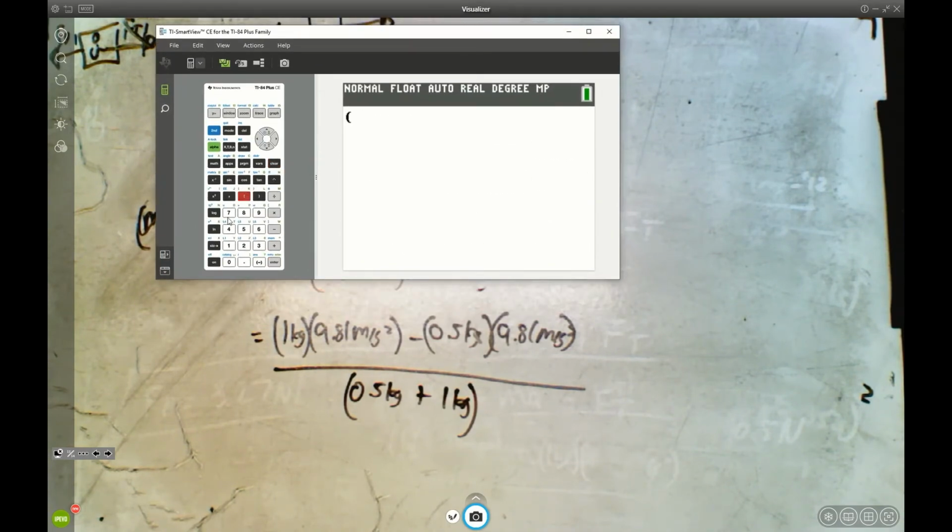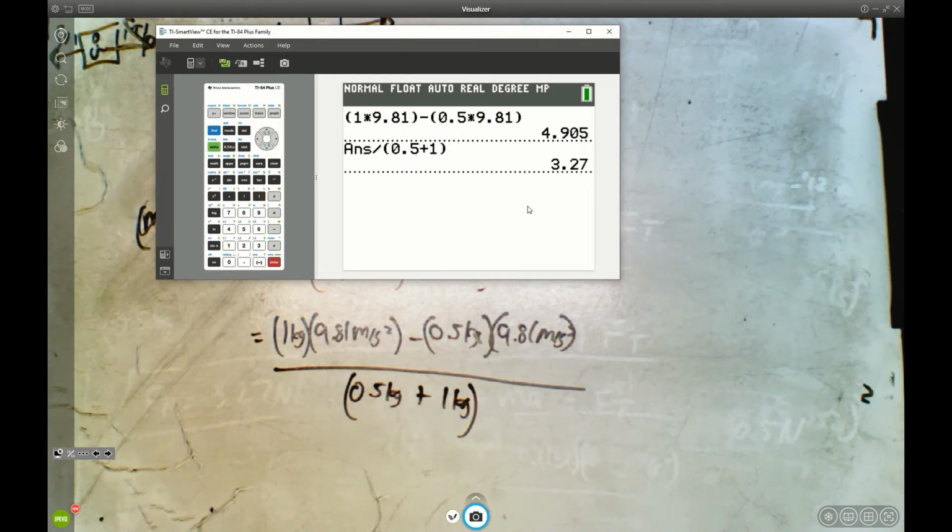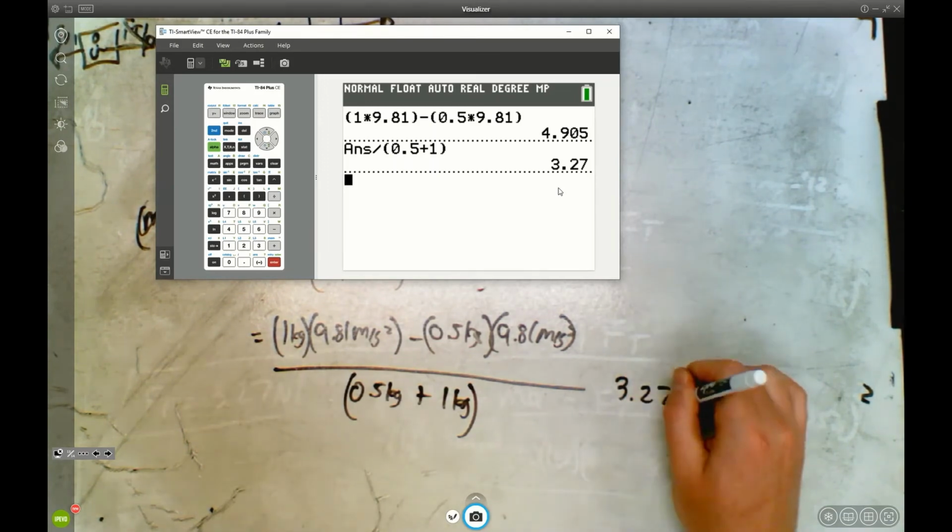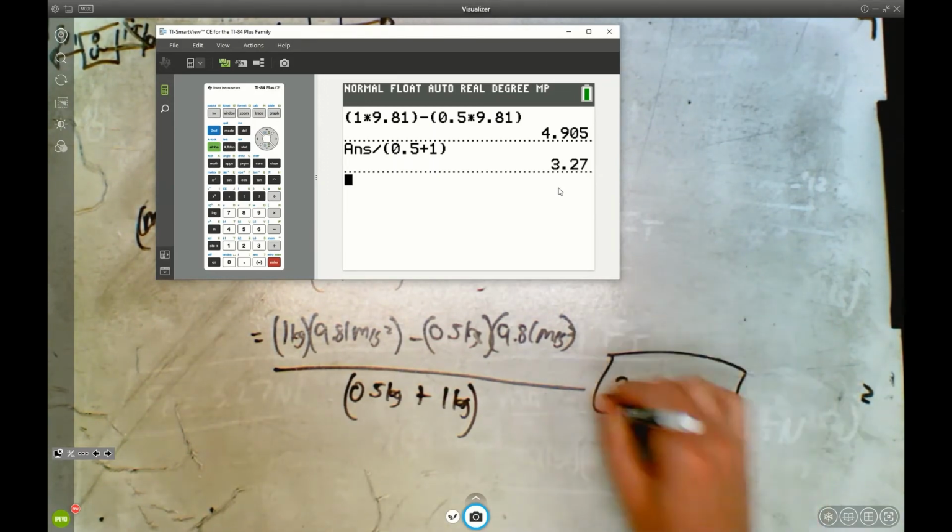So on top, I'm going to go 1 times 9.81 minus half times 9.81. That's my top, and then divided by my bottom, which is 0.5 plus 1, not times 1. And I get the acceleration of my system to be 3.27 meters per second squared.